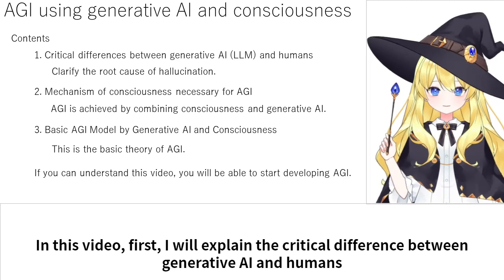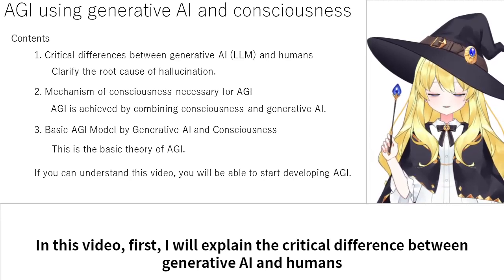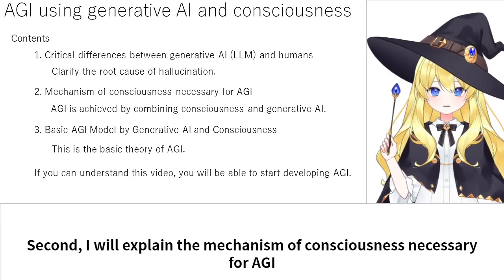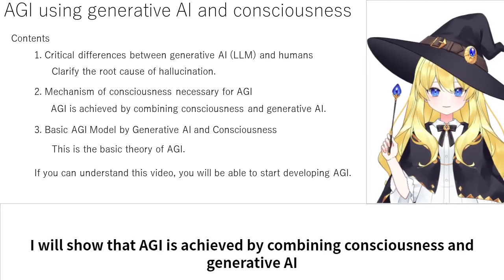In this video, first, I will explain the critical difference between generative AI and humans. I will clarify the root cause of hallucination. Second, I will explain the mechanism of consciousness necessary for AGI. I will show that AGI is achieved by combining consciousness and generative AI.